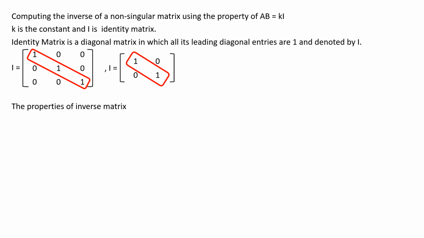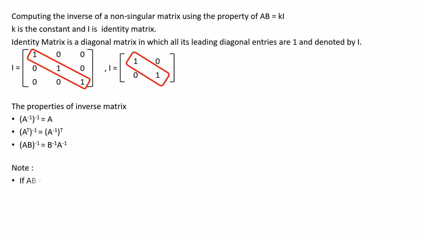Basically, we have three properties of inverse matrix. Firstly, the inverse matrix of an inverse matrix of A equals matrix A. Second, the inverse matrix of a transpose matrix of A equals the transpose matrix of an inverse matrix of A. Thirdly, the inverse matrix of multiplication of matrices A and B equals the inverse matrix of B multiplied with inverse matrix of A.